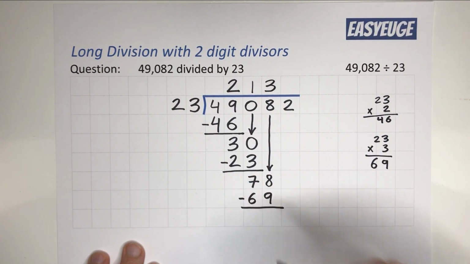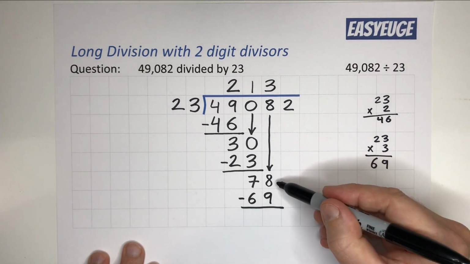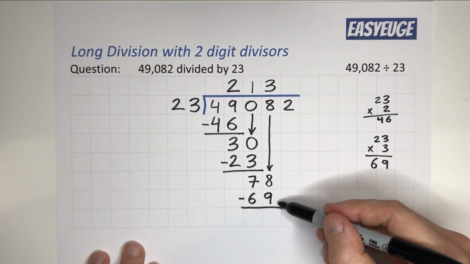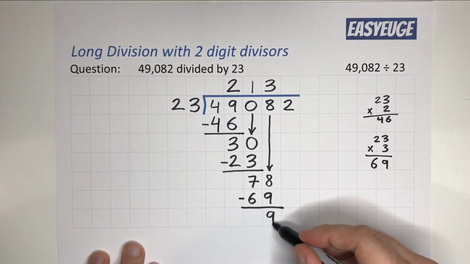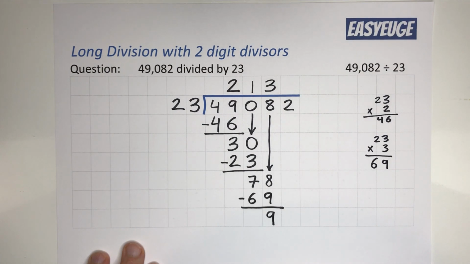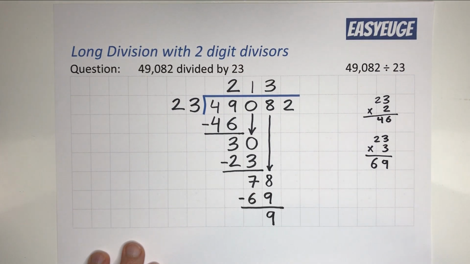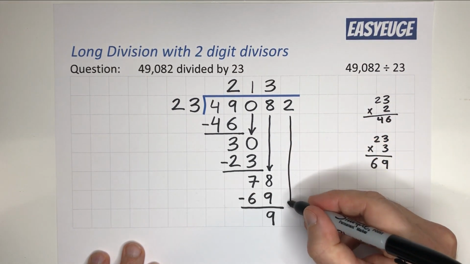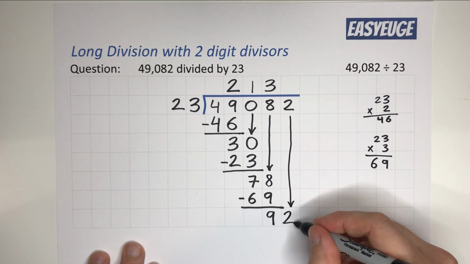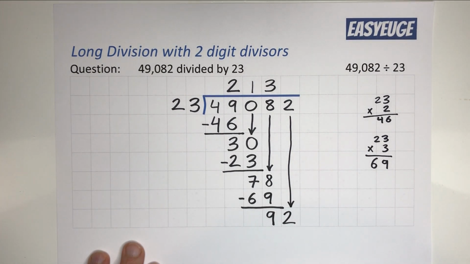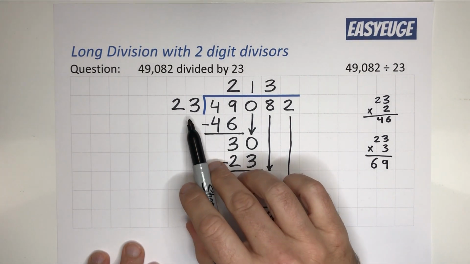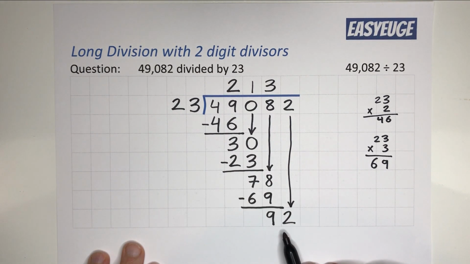And we'll do a subtract. 78 take away 69 is 9. Okay. So that's certainly less than 23, so it went in the proper amount of times. There's 9 left over. Okay. So let's drag down the final number. Let's drag down the 2, and this is 92. Okay, how many times will 23 go into 92?